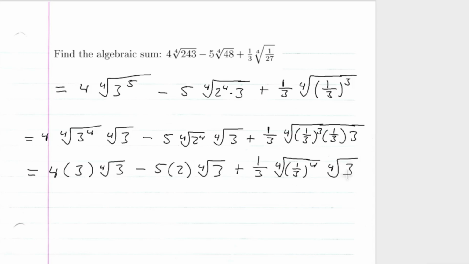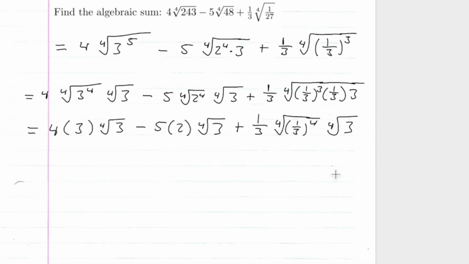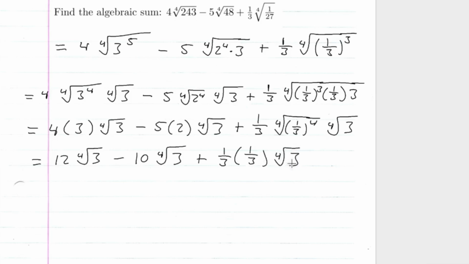and then I'm left with the fourth root of 3. And now this is equal to, so 4 times 3 is 12, so I'll have 12 fourth roots of 3 minus 5 times 2 is 10, fourth root of 3, and then plus I have the fourth root of 1/3 to the 4th, so that'll be 1 over 3 times 1 over 3, and then I'm left with the fourth root of 3.